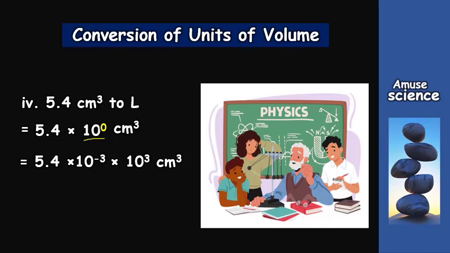Now let us substitute the liter. We know that 10 exponent 3 cubic centimeter is the same as the liter. So in place of the 10 exponent 3 centimeter cube, we can write the liter. So our final answer is going to be 5.4 times 10 exponent minus 3 liters.